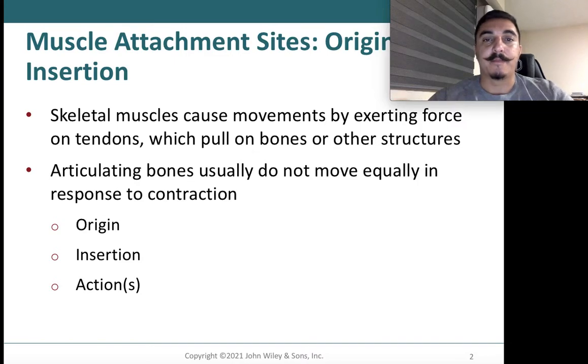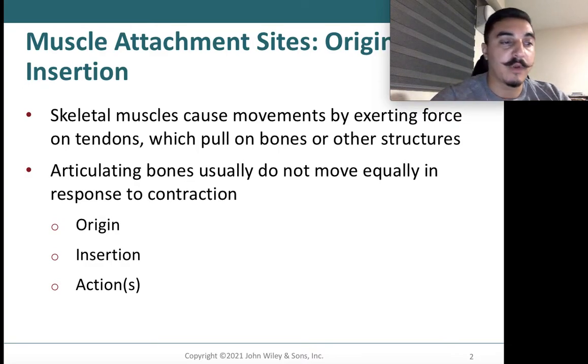So muscles are attached in different areas. We have what's called the origin, the insertion, and the action, okay? So where they're from, where they're attached to, and kind of what they're going to do. Mainly going to talk about skeletal muscles. They cause movements by exerting force in the tendons that are on the edges that attach the muscle to the bone. So that tendon with that muscle is going to pull that bone to make a certain movement. Articulating bones usually do not move equally or the same in response to that contraction.